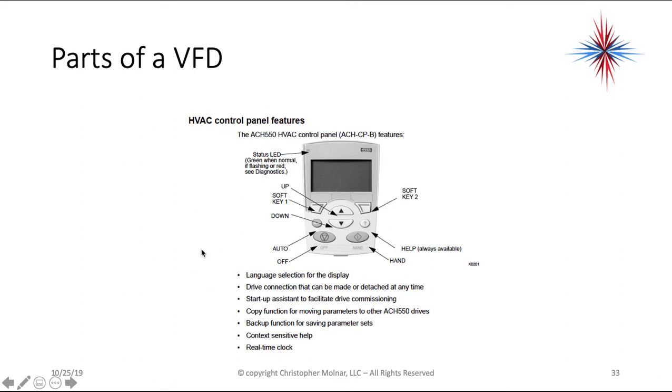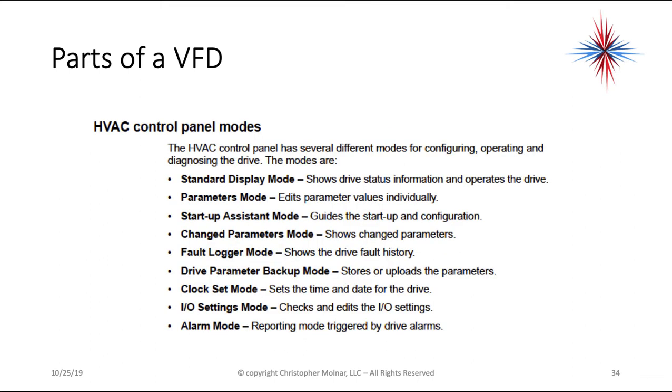Every manufacturer's controls are going to be a little bit different. There is not a standard on what's available, so it's very important to read the manufacturer's documentation. So the HVAC control panel modes are simple. You have standard display mode. This is when everything is running normally. It shows drive status information and operates the drive.